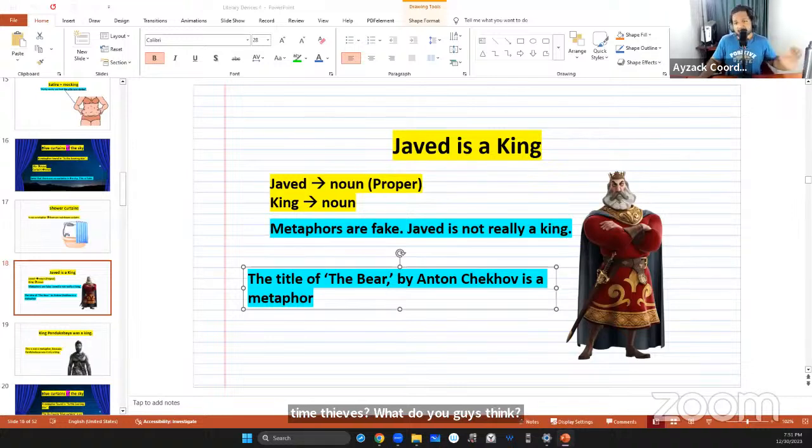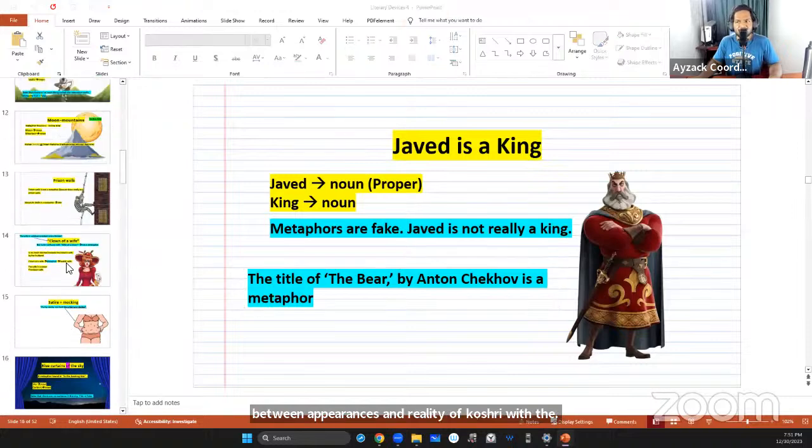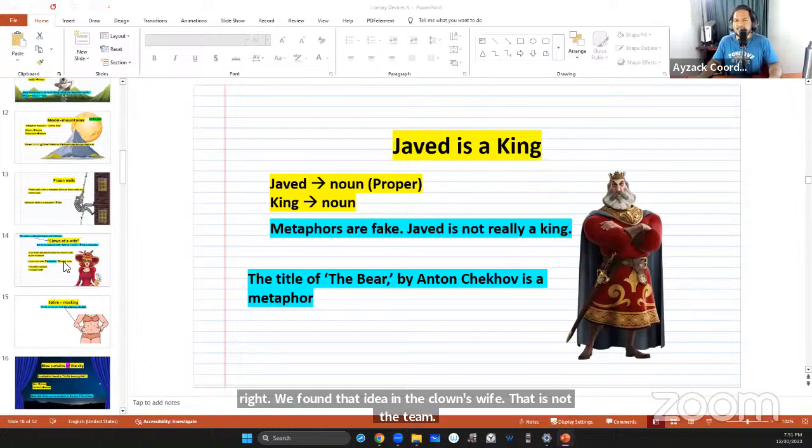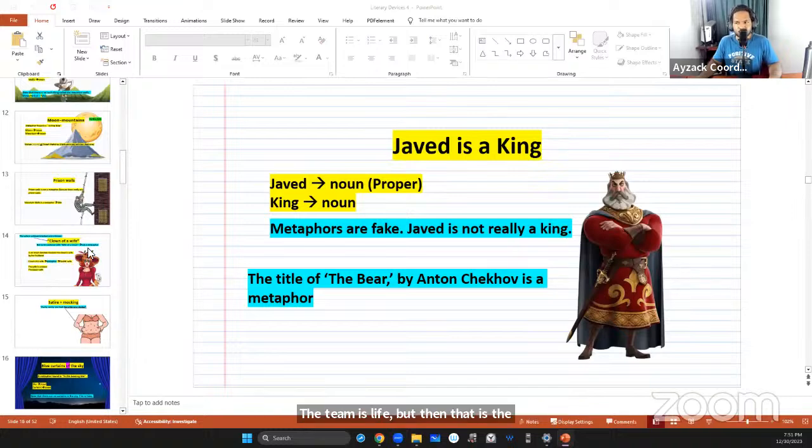They are metaphorical time thieves, right? Difference between appearances and reality. Of course, Srividya, you're right. We found that idea in The Clown's Wife. That is not the theme. The theme is life, but then that is the moral of The Clown's Wife, right? Appearances versus reality is not a theme. It is the moral of The Clown's Wife. The theme is life. It's given in our syllabus very clearly.